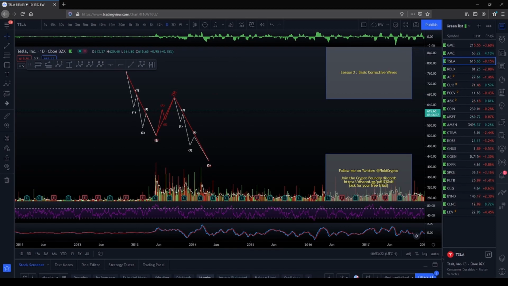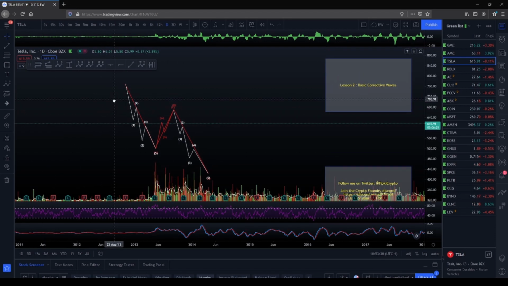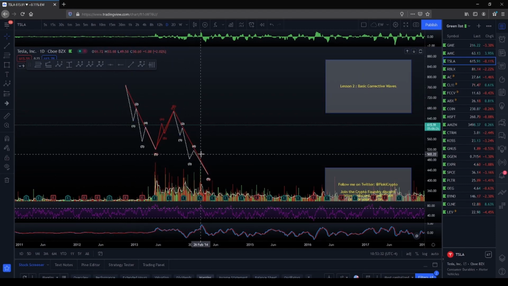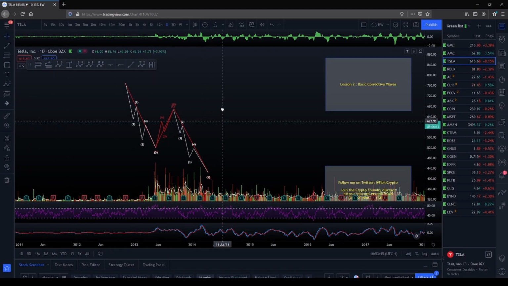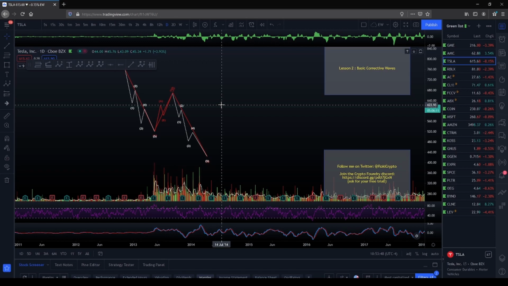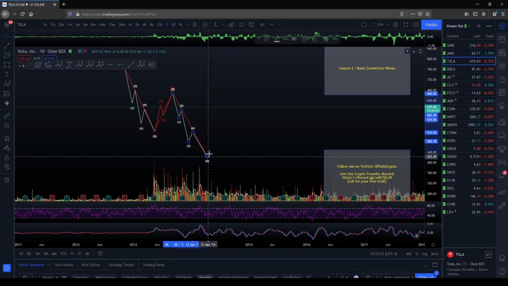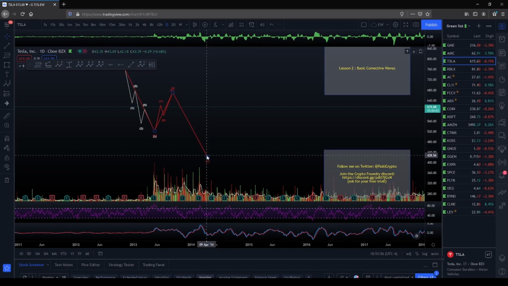So here's where it gets a bit more complicated. If wave A is a leading diagonal, then C must not be an ending diagonal. So if you have a diagonal here, you can't have one again here, and vice versa. Wave C is normally longer than 90% of B by price. So the minimum it has to come down is just short of A.